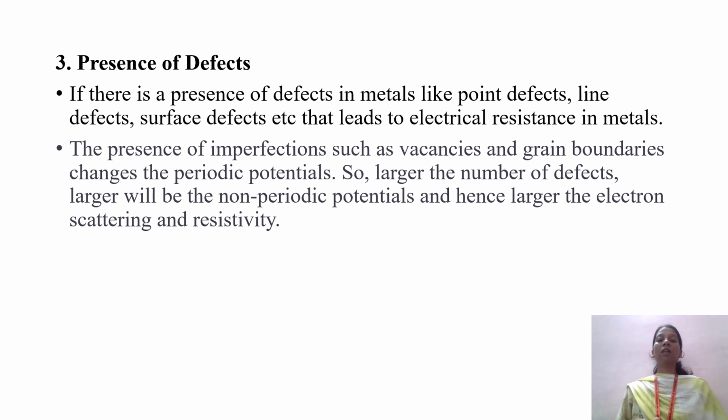When there are any defects present in metals like point defects, line defects, surface defects, that also leads to electrical resistance. When there is a presence of imperfections like vacancies or boundaries, it changes the periodic potential. When there are a large number of defects, there is a large non-periodic potential, so there will be a large electron scattering, and the resistivity will also be high.